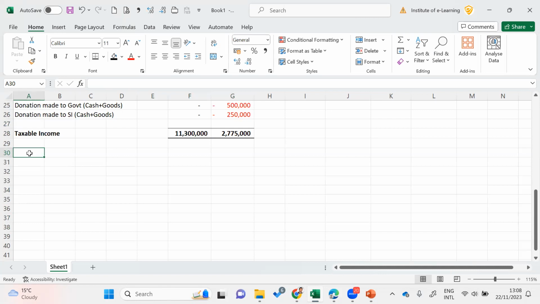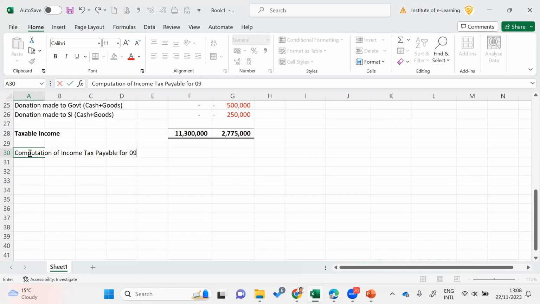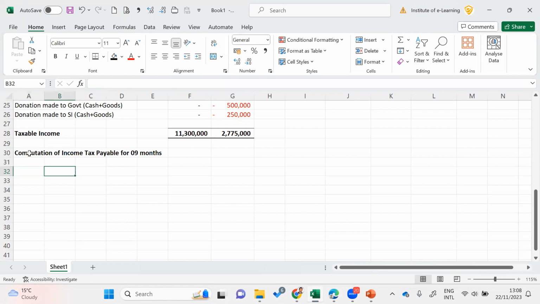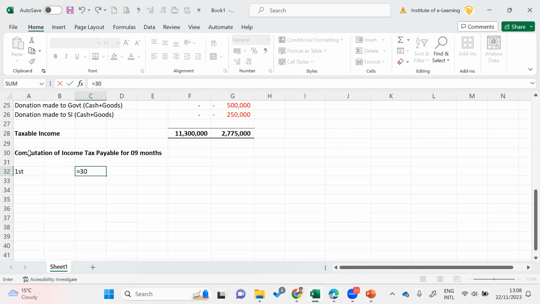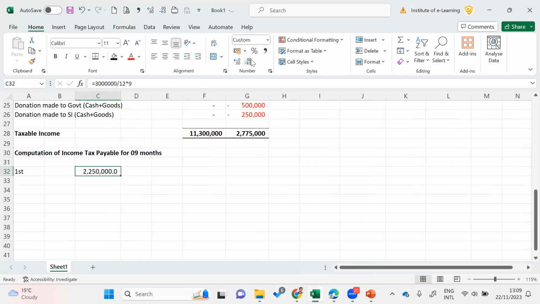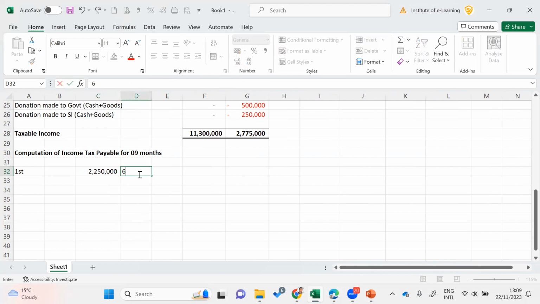You can close this with a double line, because once we calculate taxable income, it is just a matter of applying the tax rates. Computation of tax liability, income tax payable for 9 months. First of all, we'll do 9 months. We can't get 3 million for the 9 months. So 3 million divided by 12 multiplied by 9 gives 2.25 million. 2.25 million into 6%, you will get this.